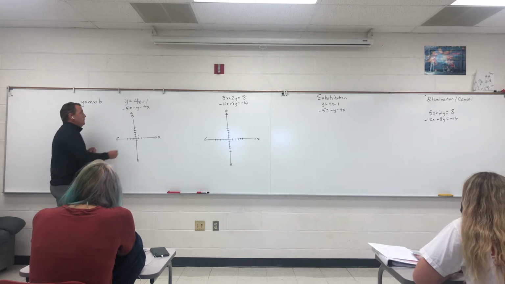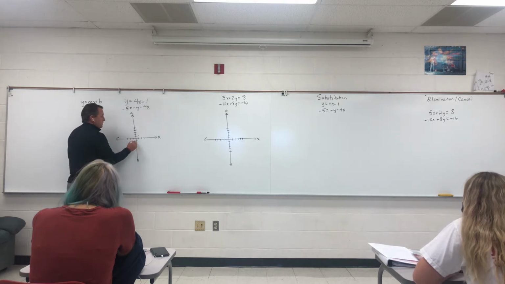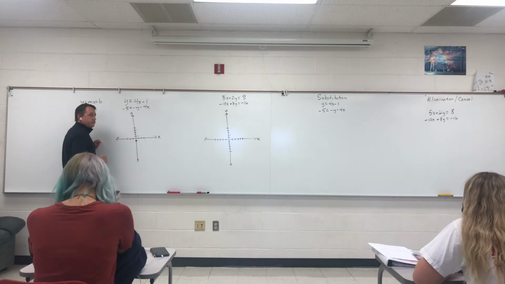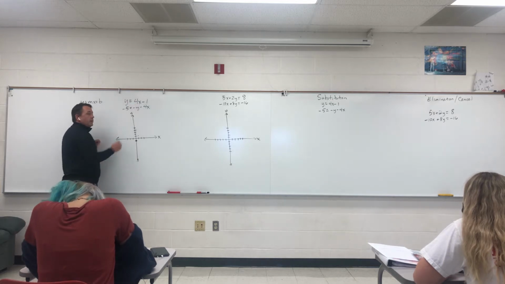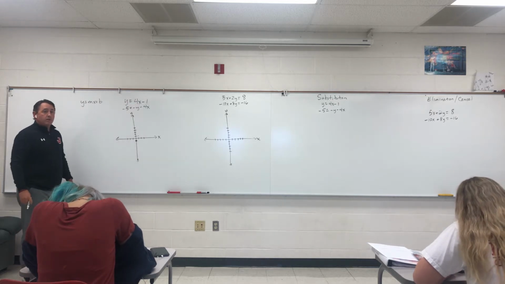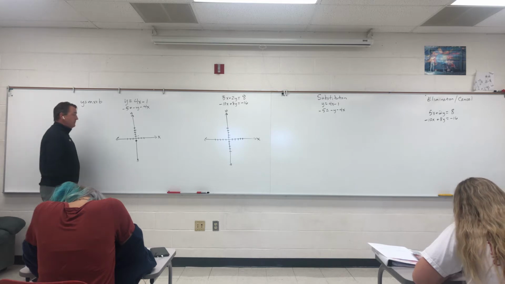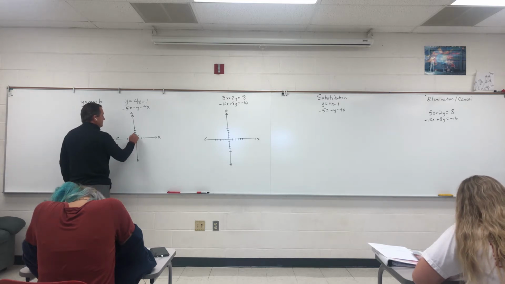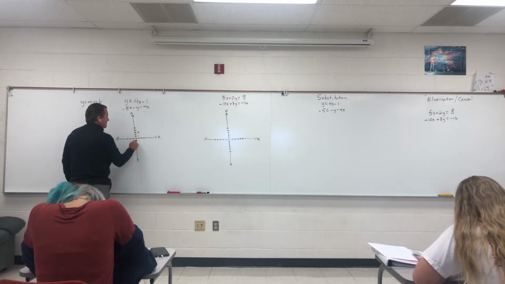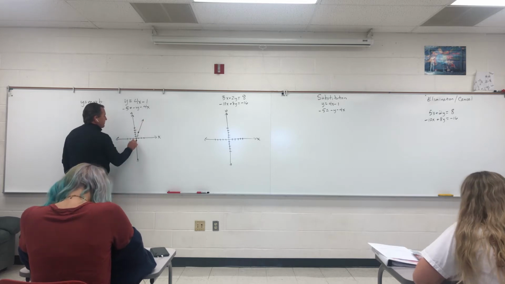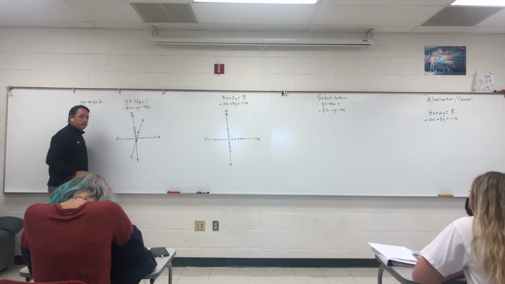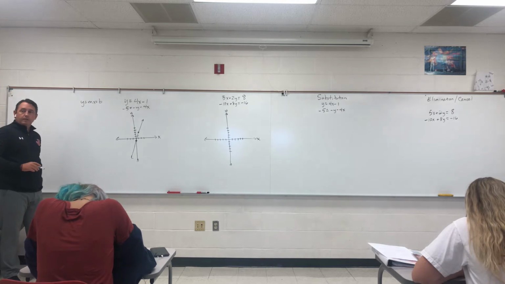So this first one, -1, right there. 4 is in front of the x, so 4 is our slope. So it's up 4, right 1. Okay, we draw that line in there. That's the first one, right? So that would be graphing y equals 4x minus 1.